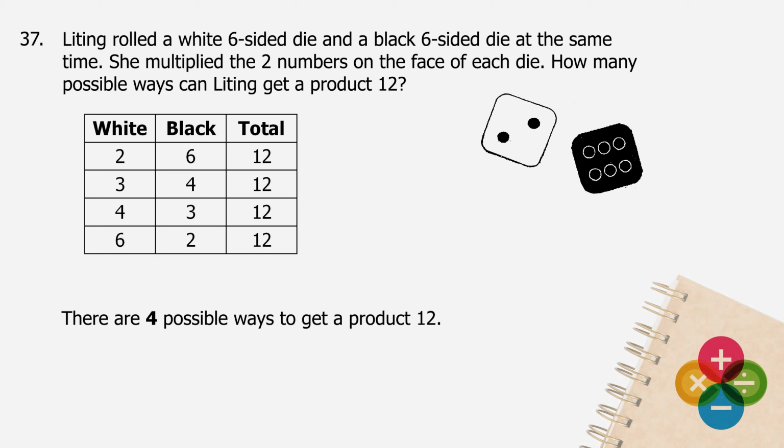When white die rolled a 2, black die would need to roll a 6. When white die rolled a 3, black die would need to roll a 4. When white die rolled a 4, black die would need to roll a 3. When white die rolled a 6, black die would need to roll a 2. There are 4 possible ways to get a product 12.